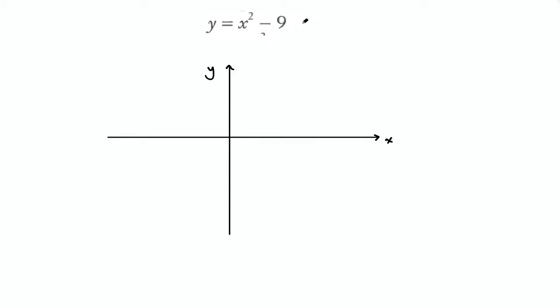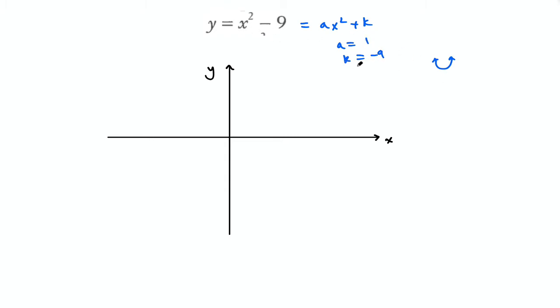So this parabola here is in the form of ax squared plus k, right? We have that a is 1 and k is minus 9. Because a is positive, it's going to be an upward facing parabola, right? There's no stretch because a is 1.